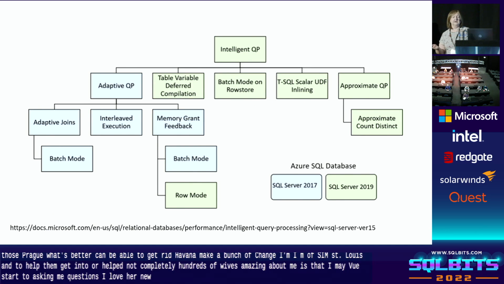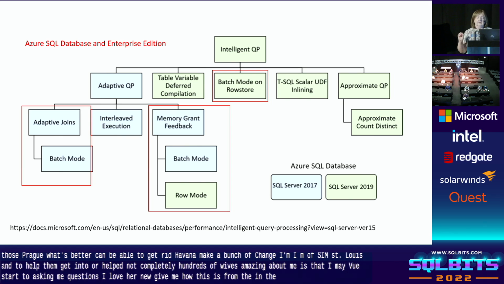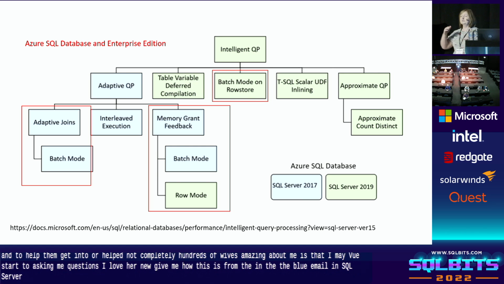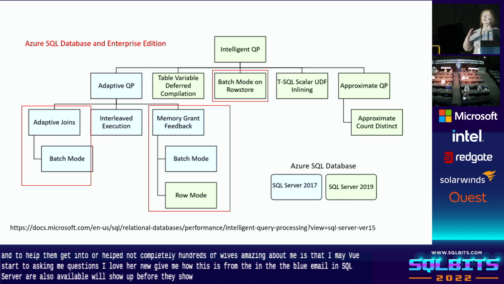So you may have seen this diagram before. This is from the Intelligent Query Processing page in the SQL Server documentation. And the blue rectangles are features that came out in SQL Server 2017. All of these are also available in Azure. Typically, these features will show up in Azure SQL Database first before they show up in on-premises SQL Server. That's not always the case, but that's usually what happens.